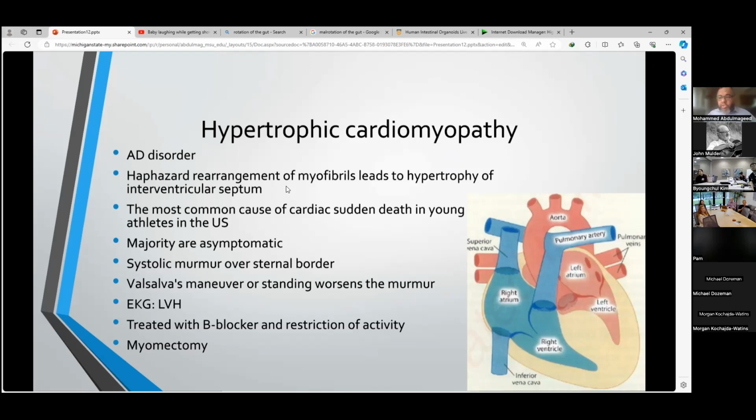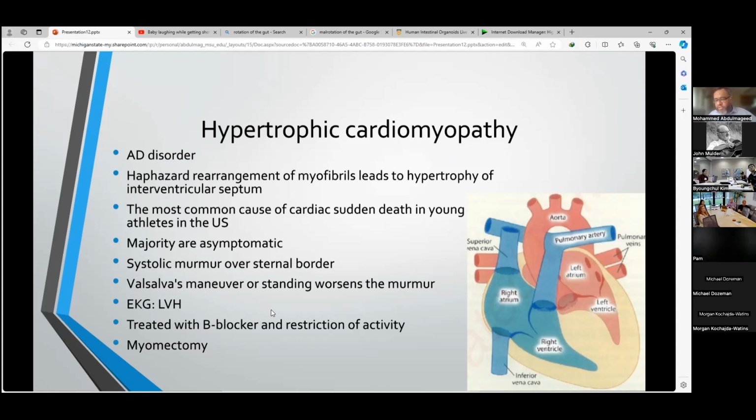About 4 years ago, there was a very well-known case of Sparrow, a college student on the MSU football team who suddenly fainted and was brought to the hospital. By the time he arrived at the ED, he was dead. Autopsy showed that he had hypertrophic cardiomyopathy, which caused him an arrhythmia, and he died from it. It is treated with beta blockers and restriction of activity.